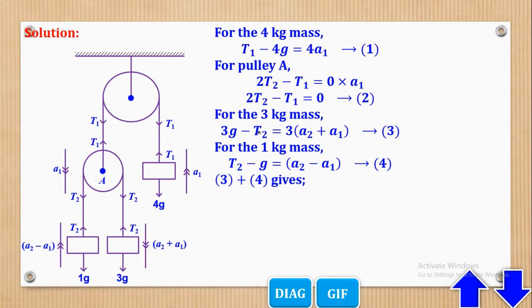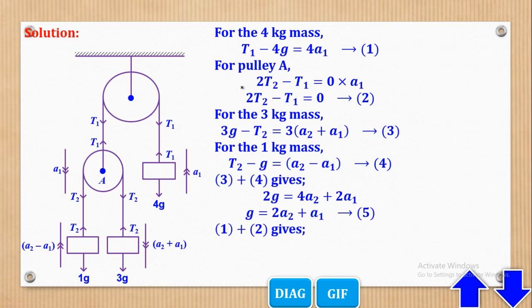So when I add equation 3 to equation 4, this is what I'm going to get. T2 will cancel, then 3g minus g will give me 2g, which is that. Then 3a2 plus a2 will give me 4a2. Then 3a1 plus minus a1 will give me 2a1. Therefore, when I simplify, dividing through by 2, I'll come up with g equal to 2a2 plus a1, and that is equation 5.